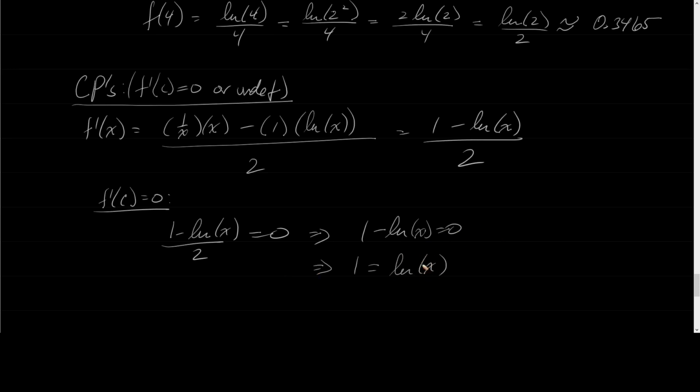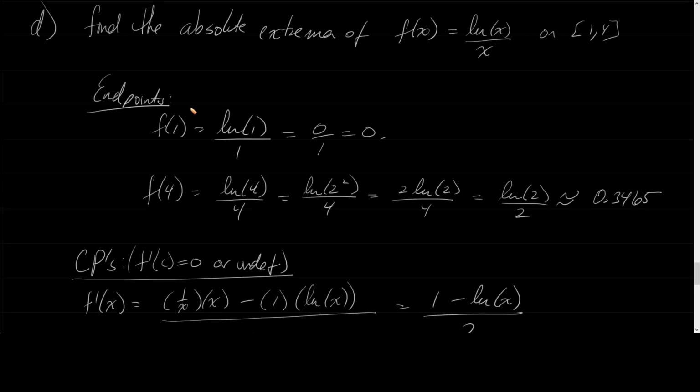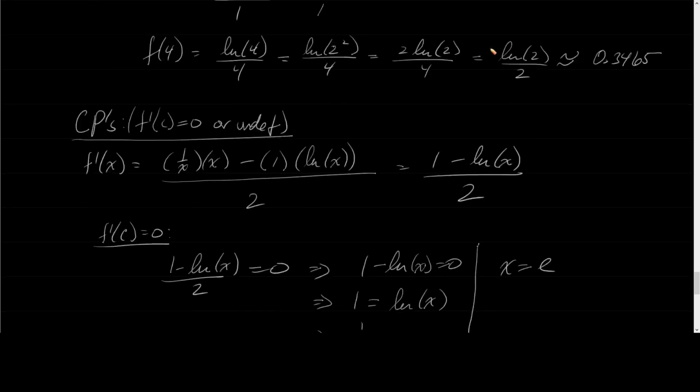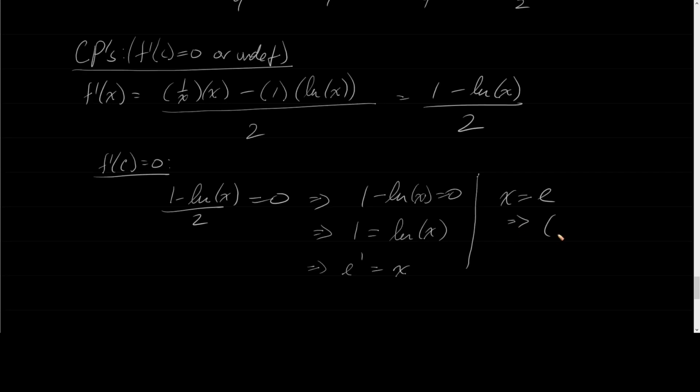To get rid of the ln, we exponentiate with base e. So I have e to the 1 is equal to just x. So we just found that x equals e, since e to the 1 is just e. We've got a critical value based on f prime of x being 0. Now, if I plug e into the original function to figure out the actual point, ln of e is 1, so this gives me 1 over e. This gives me the point e comma 1 over e.